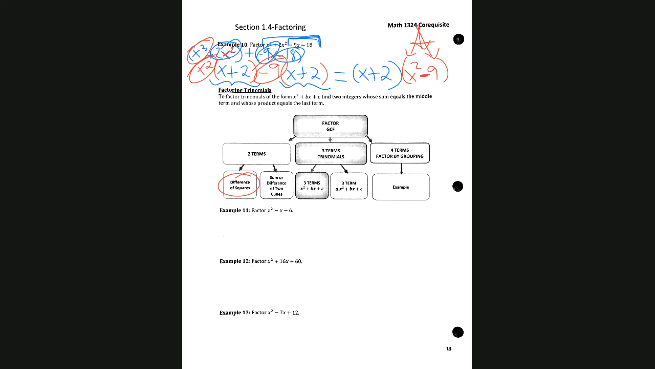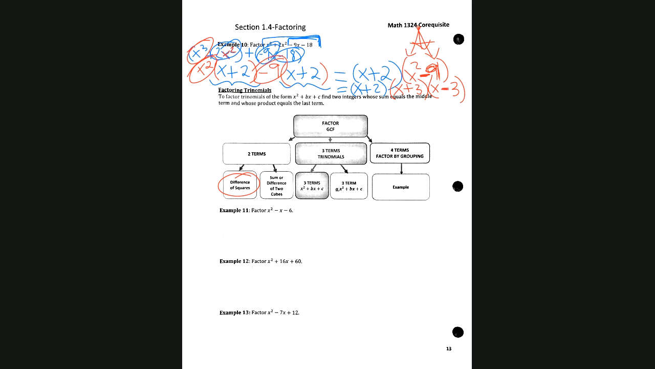So I could factor that as follows: x plus 2, and then I could say x, because we could get x squared by multiplying x times x, and the square root of 9 is 3. And what we do when we factor a difference of squares is make a positive 3 and a negative 3 the second term for each factor.